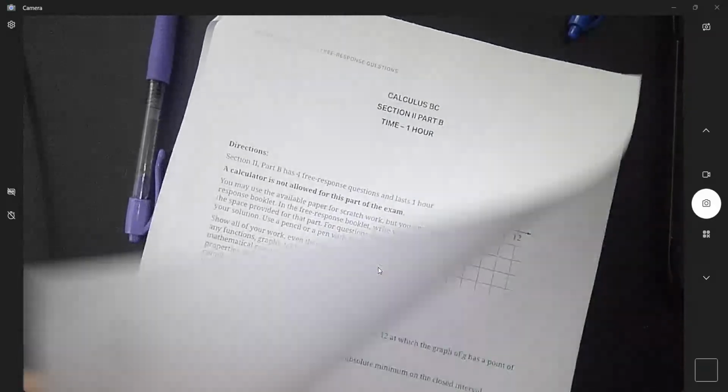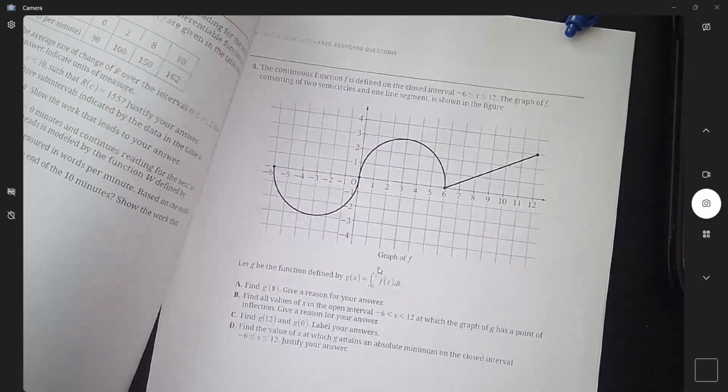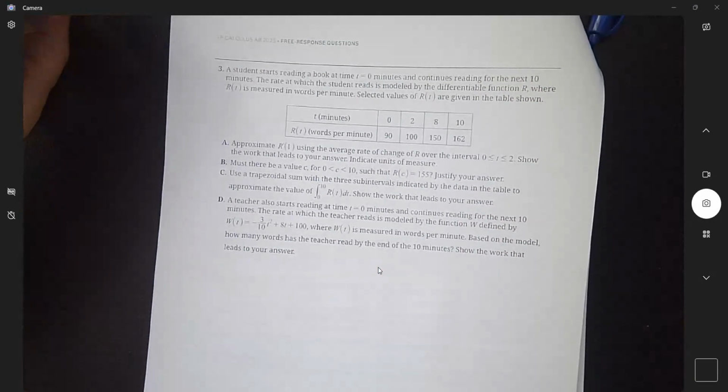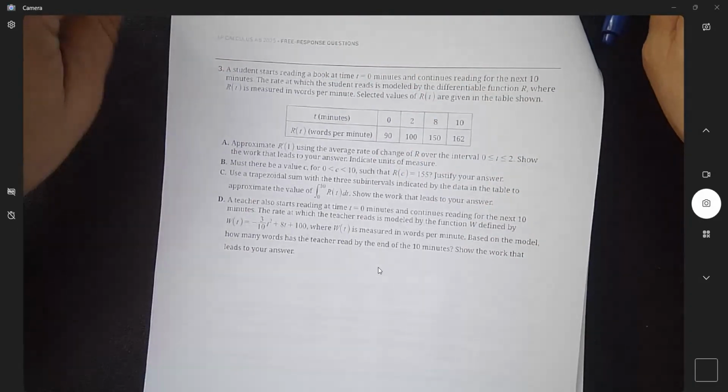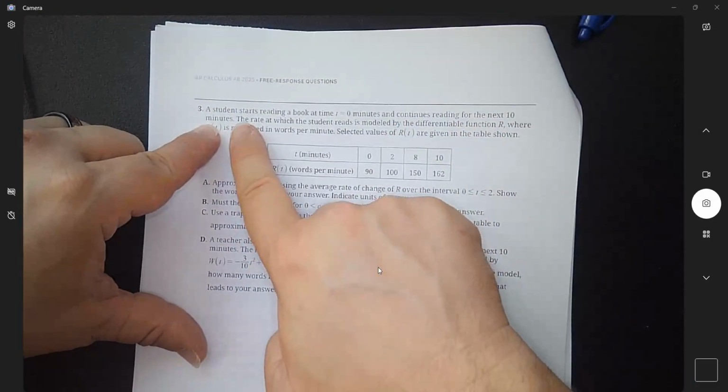Now, the BC students are going to have a student starts reading a book and a continuous function f. Let's see what the AB students have. Yep, they have the same thing, so this is going to be AB and BC. A student starts reading a book at time t equals 0 minutes and continues reading for the next 10 minutes. I'm not allowed to have a calculator, so let's see how I can do this.